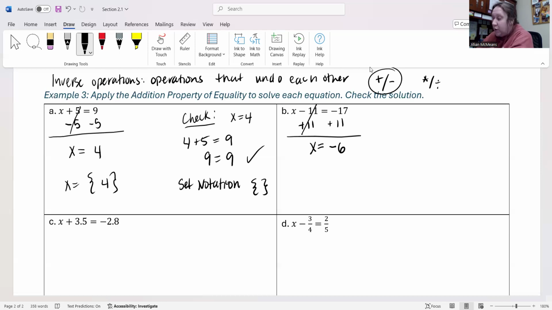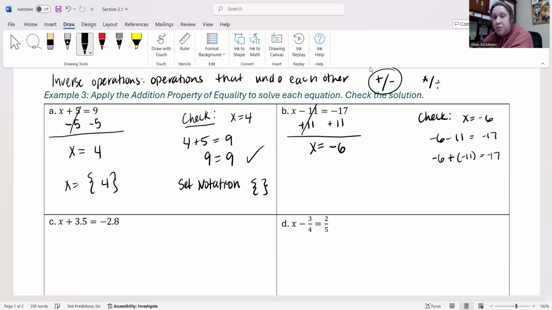But let's check it, okay? I'm going to rewrite my equation. Anywhere I see an x, I'm going to replace it with a negative 6. So I get negative 6 minus 11 equals negative 17. Hopefully you've had a chance to really practice the adding and subtracting of integers, but just in case, you can always convert subtraction to addition. To do that, instead of subtracting positive 11, we're going to take negative 6 and we're going to add negative 11. Those are the same thing.